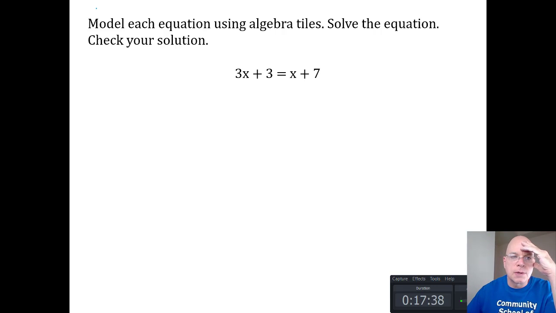Now we're going to skip the modeling part and just do, we've actually done this prior to this lesson, where we solve problems like this. We haven't done many like this, but we have done it.